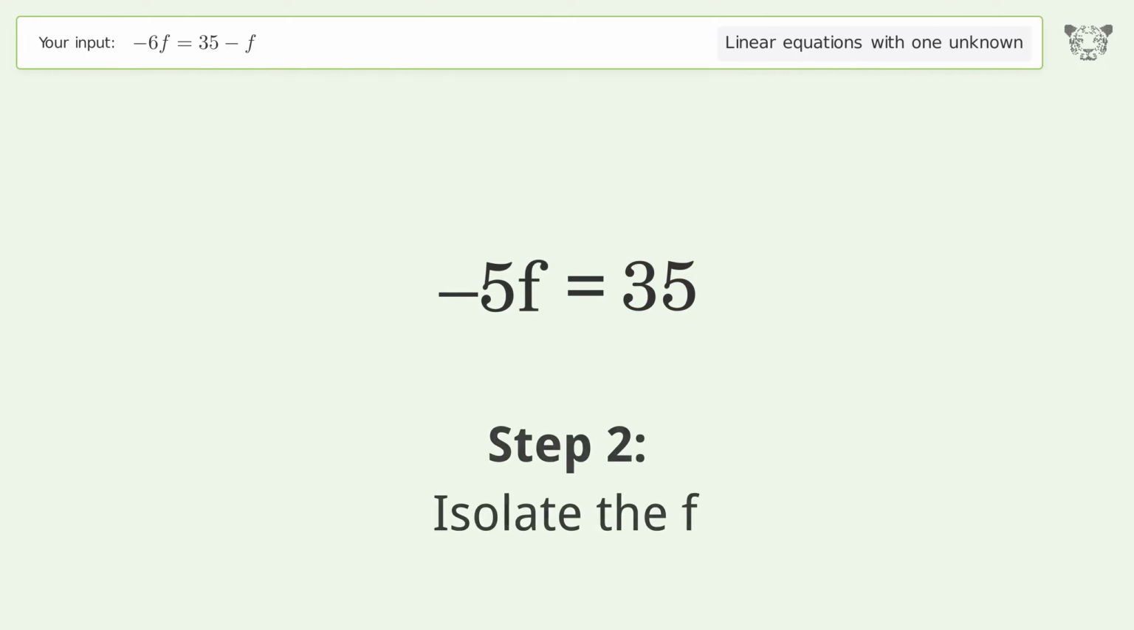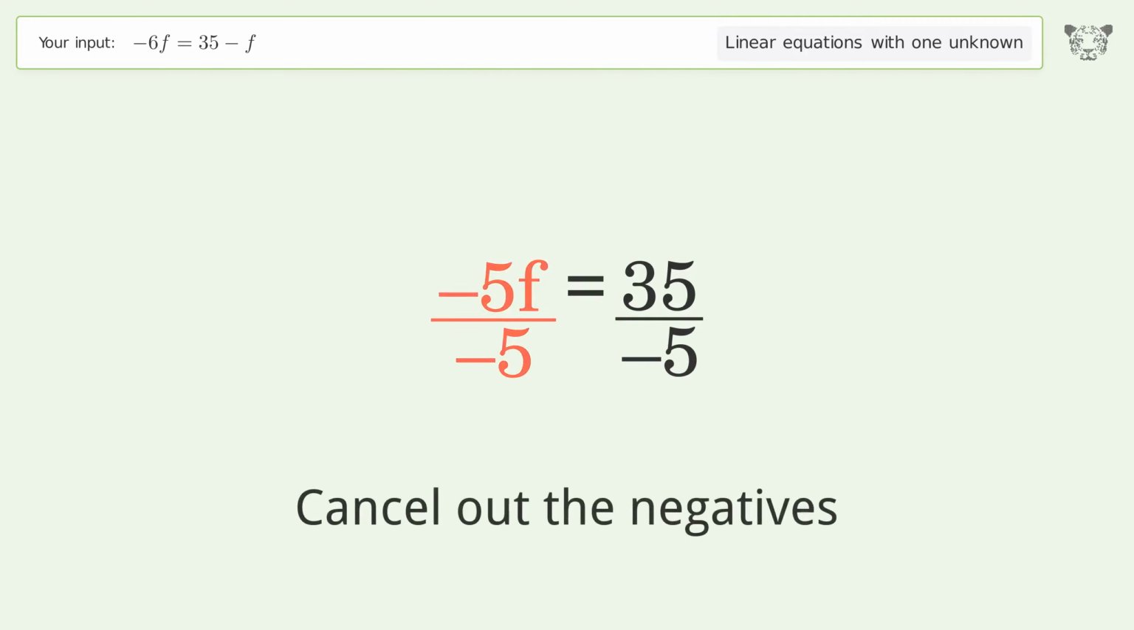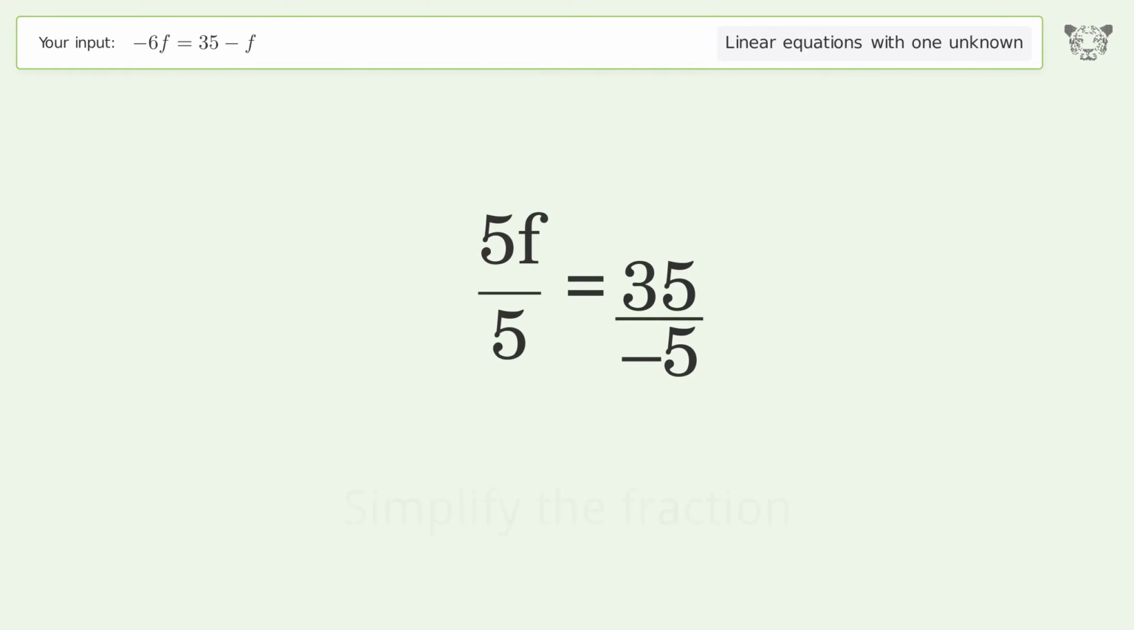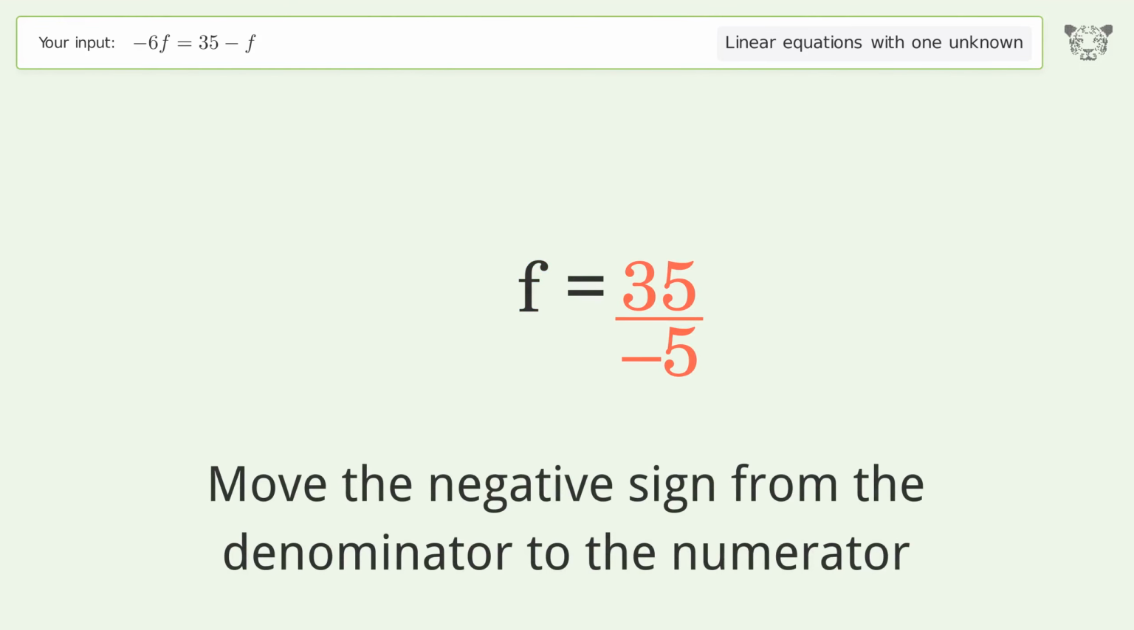Isolate the f. Divide both sides by -5. Cancel out the negatives. Simplify the fraction. Move the negative sign from the denominator to the numerator.